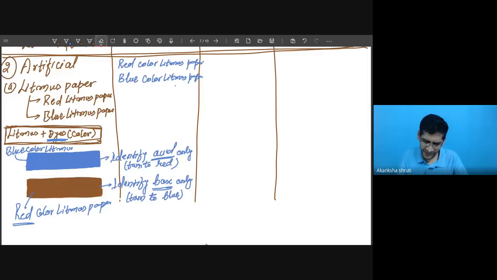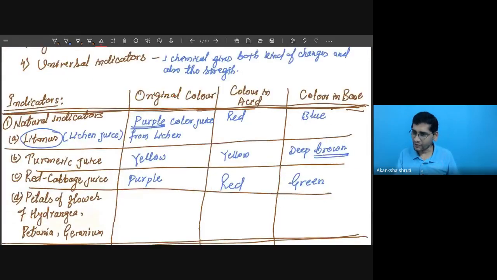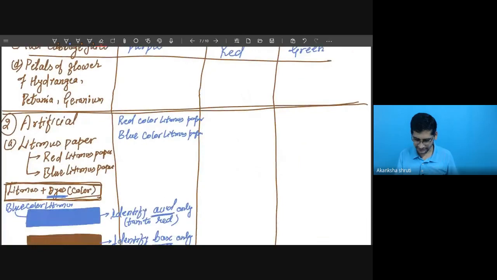So we have to keep in mind, we are talking about this artificial litmus, not the original. If I am talking about the natural, then it simply means it has its own color, purple. Okay, student, this thing you have to keep in mind.